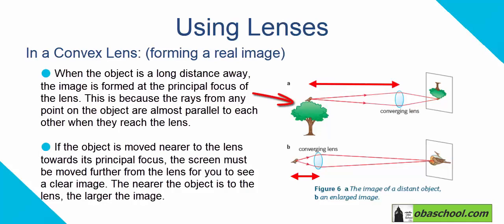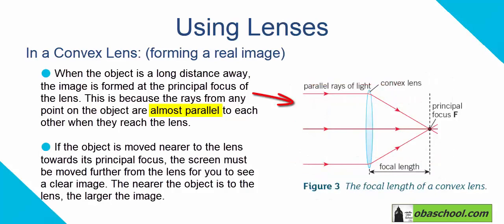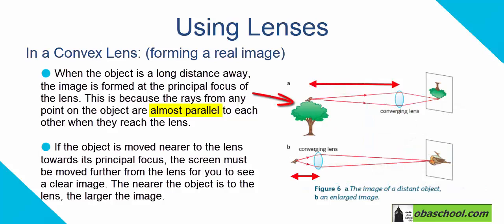Why is that? It's because the rays from any point on an object that is very far from the principal focus, and thus very far from the lens, will seem almost parallel to each other when they reach the lens. So, it becomes the case of parallel rays hitting a convex lens, they will converge and meet at the principal focus.